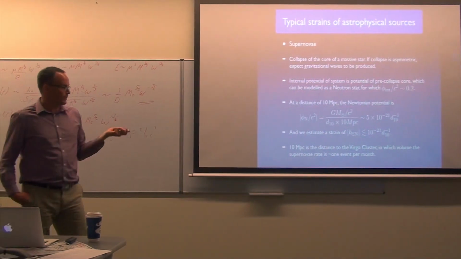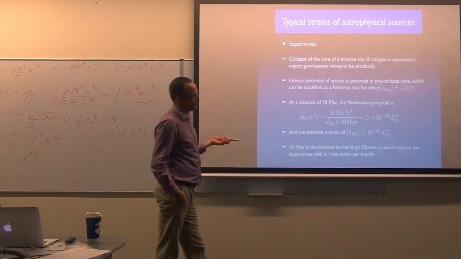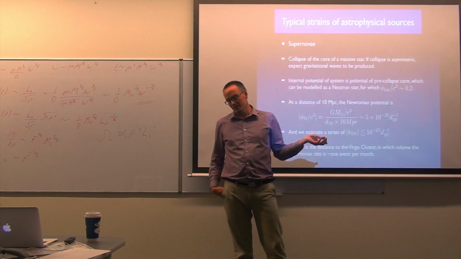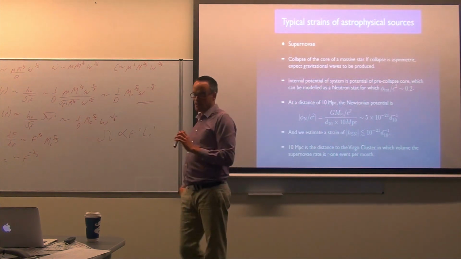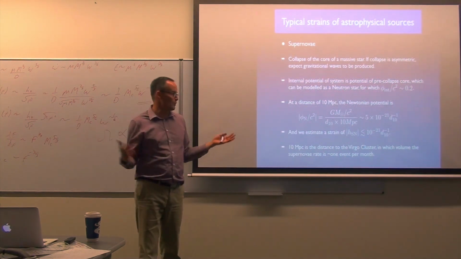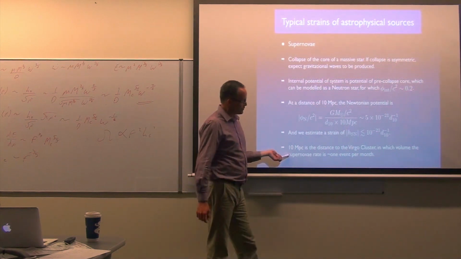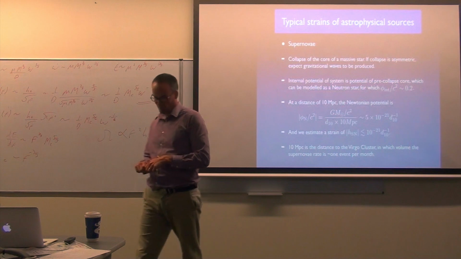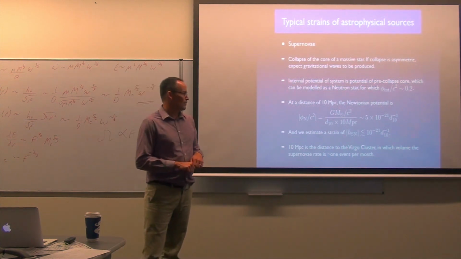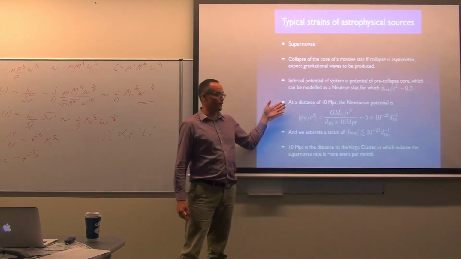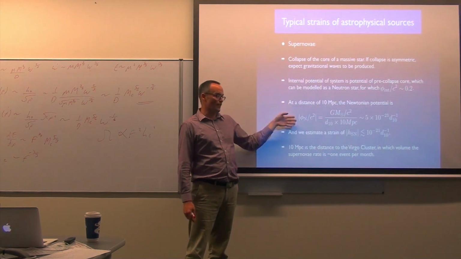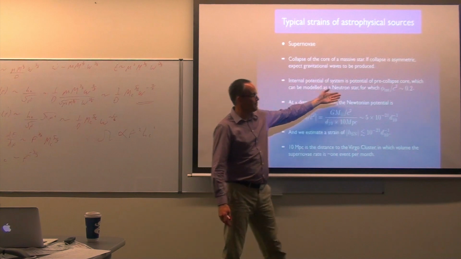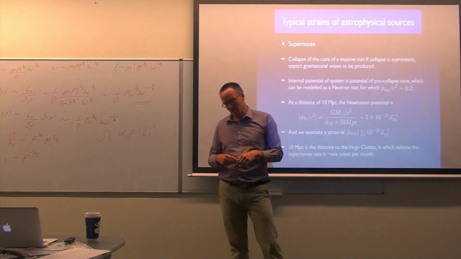Okay, so 10 to the minus 21, this is quite detectable by LIGO. 10 megaparsecs is the distance to the Virgo cluster, so that volume is sufficiently large that you might expect a supernova every month or every few months. LIGO has not seen gravitational waves from a supernova so far. That's because this is really an upper limit on the strain. It's assuming all of this potential radiated gravitational waves.